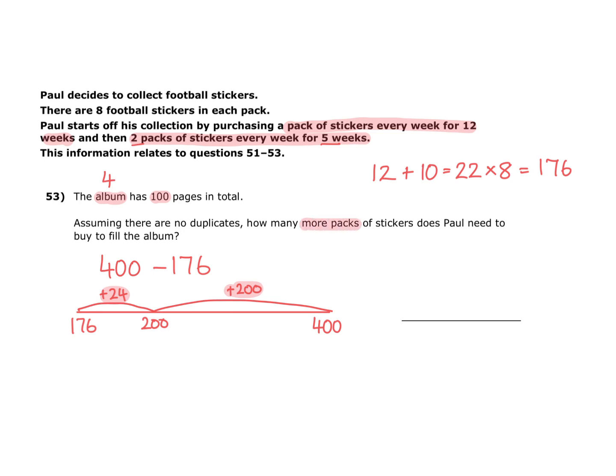But how many packs is this? We know that there are 8 stickers in a pack, so we should take 224 and divide it by 8. If we say 8 does not go into 2, we can then say that 8 does go into 22. The closest multiple of 8 to 22 would be 2 8s, which is 16. This leaves a remainder of 6, and we can then say 8 goes into 64 8 times. So Paul would need to buy a further 28 packs of stickers in order to fill the album.